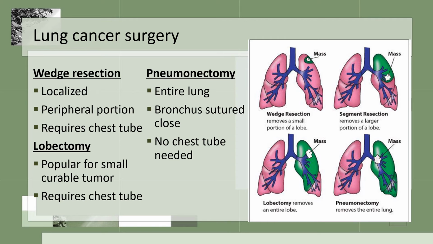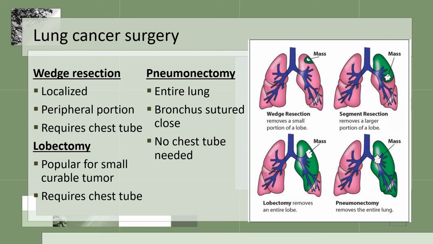The next one is a lobectomy, and that's where an entire lobe is removed. This is popular for small curable tumors. It does require a chest tube because it's leaving, again, bronchioles open to air, so it will require a chest tube. Then there's pneumonectomy. It's an entire lung. The bronchus is actually sutured closed, and no chest tube is needed.